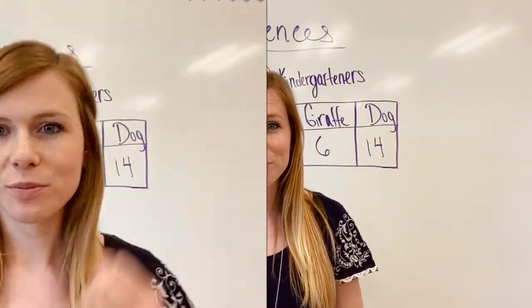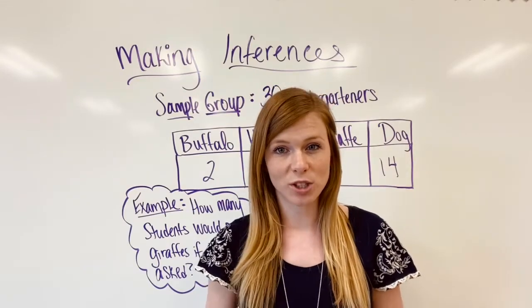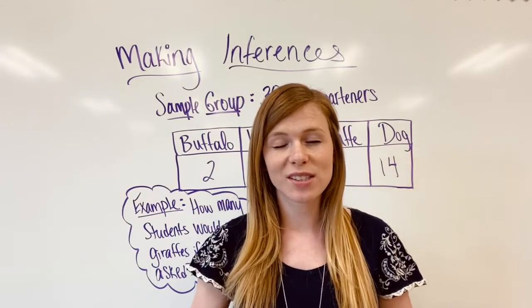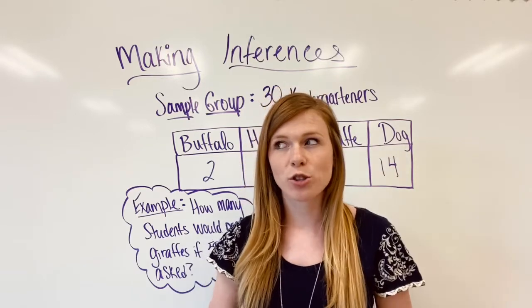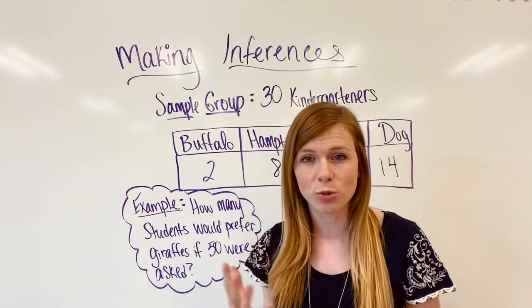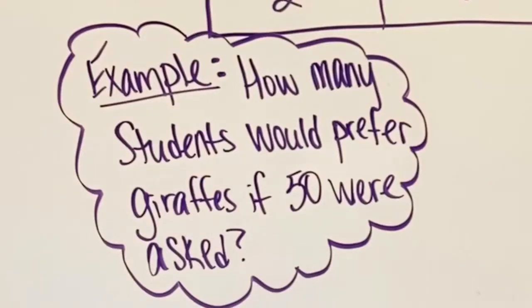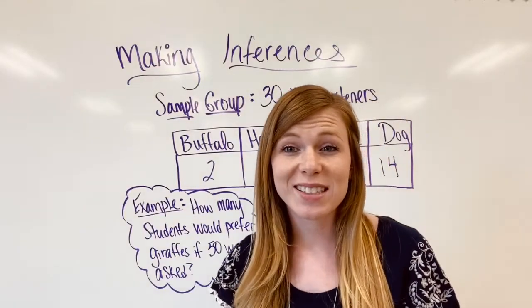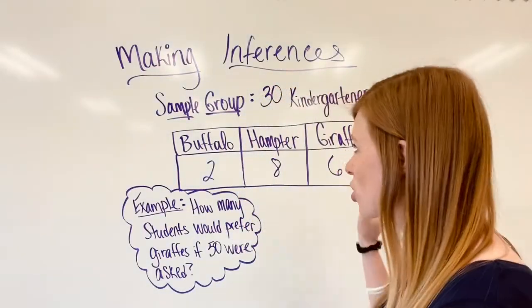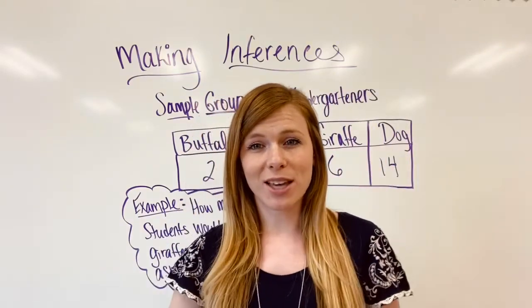So those are just some general examples of inferences you can make by looking at data collected from a sample group. Now we're going to take it one step further, and we're given a question that we are going to have to use this data from our sample group to answer. So we are actually going to have to calculate our inference because we can't see it visually on the chart. So the question is, how many students would prefer giraffes if 50 were asked? So this time we have 50 students instead of 30. Notice our chart doesn't display that.